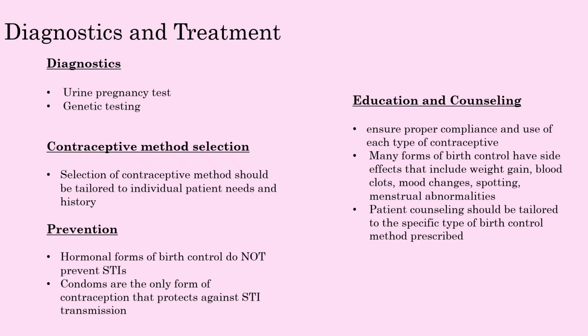For the ring, it's similar. You place the ring into the vagina and leave it for 3 weeks and remove the ring for a full 7 days. Many forms of birth control have side effects that include weight gain, blood clots, mood changes, spotting, and menstrual abnormalities, so patient counseling should be tailored to the specific type of birth control method prescribed.